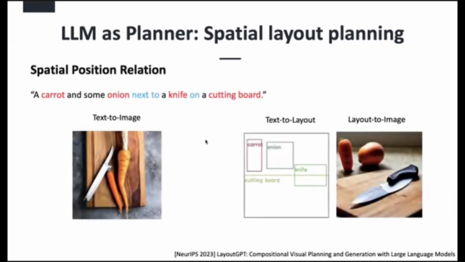Also, another aspect is the spatial position relation. For example, a carrot and some onion next to a knife on the cutting board. If we directly input the complex prompt to a text-to-image model, it's hard to get the correct spatial position relation. But if we first generate the layout with the specific objects, and then we generate the final image, the spatial position will be aligned well with the input prompt.